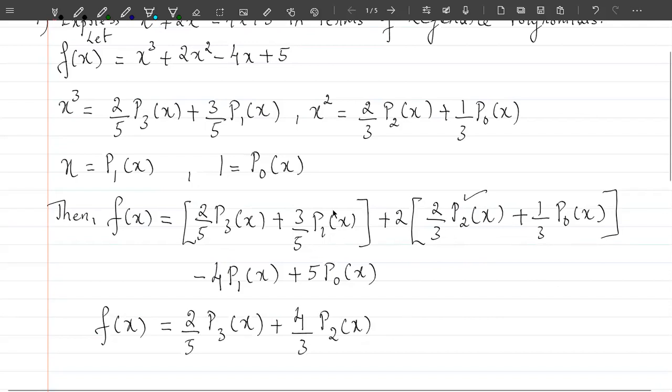Then for p1 of x, here the coefficient is 3 by 5, and here you have one more coefficient, that is minus 4. So 3 by 5 and minus 4. On solving you get minus 17 by 5 p1 of x. Then the last remaining term is p0 of x, the coefficient is 2 into 1 by 3, so 2 by 3 from this. Please don't forget to take this 2. And here the coefficient of p0 of x is plus 5. So on solving we should get plus 17 by 3 into p0 of x.